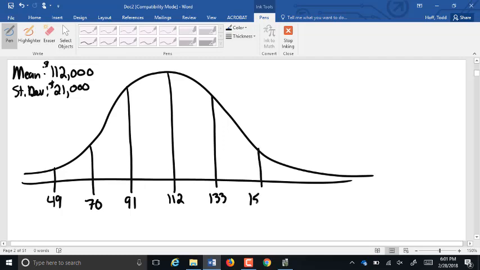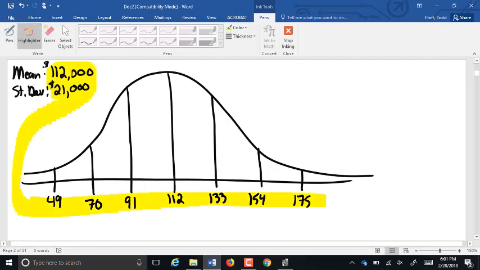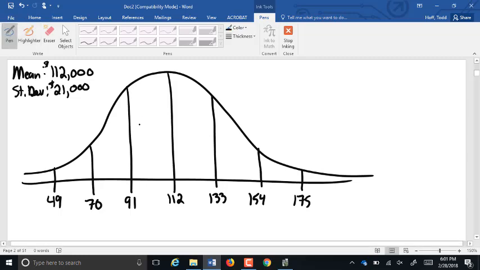Next would be 154, and finally 175,000. So these numbers down here came from the mean and standard deviation. Any questions on where those numbers on the bottom of the curve came from? Okay. Now the percents inside the curve never changed.